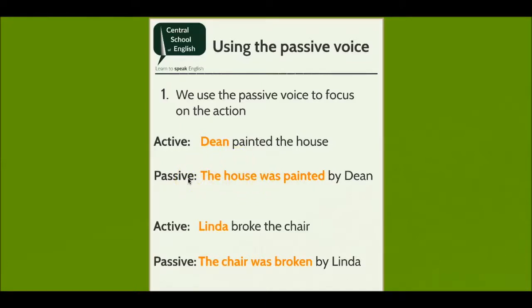Here is one more example of an active voice and passive voice sentence. "Linda broke the chair." This sentence has the structure subject plus verb plus object. This is an active voice sentence. The subject, Linda, performed the action: she broke the chair. The main focus of this sentence is Linda. If we rewrite this sentence using the passive voice, we can say, "The chair was broken by Linda." In the passive voice sentence, the focus is on the chair.